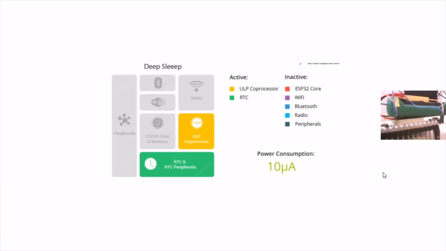Now just take a look at this image. Here you can see only the ULP core processor and the RTC peripherals will be awake during the deep sleep mode. And the peripherals such as the ESP32 core, Wi-Fi, Bluetooth, radio, and even some of the GPIO peripherals will be in an inactive state during deep sleep mode. And the power consumption, as we have already discussed, is just about 10 microamperes.